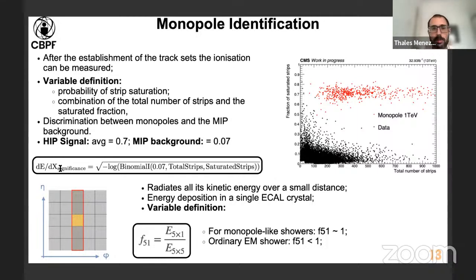A second interesting feature of a magnetic monopole type of particle is that, since it carries a huge amount of charge and has a significantly high mass, it will deposit all of its energy in a small part of the detector, even just one of the crystals in our electromagnetic calorimeter. For this behavior, they define another variable, which is a ratio between the energy contained in the rectangle of 5 by 1 cells in the eta-phi plane, divided by the energy contained in the square of 5 by 5 cells in the same plane.